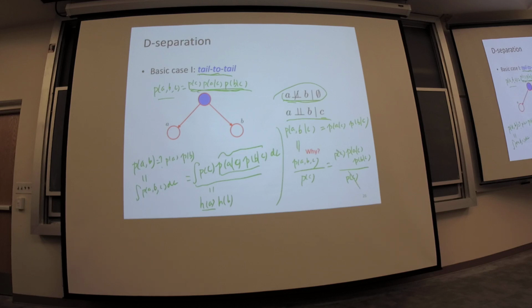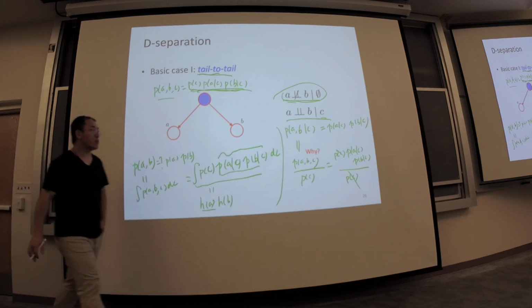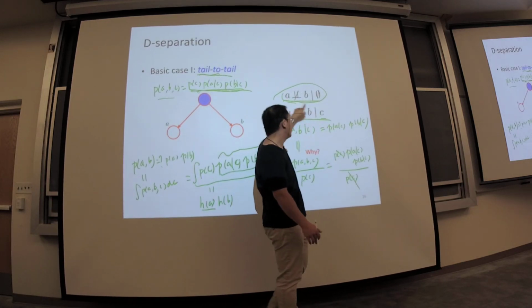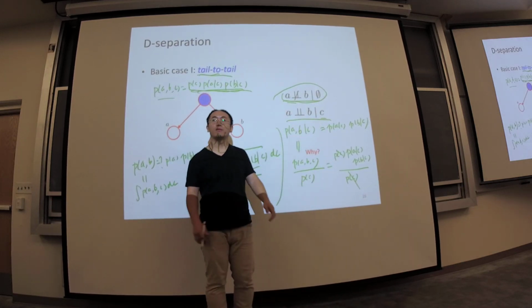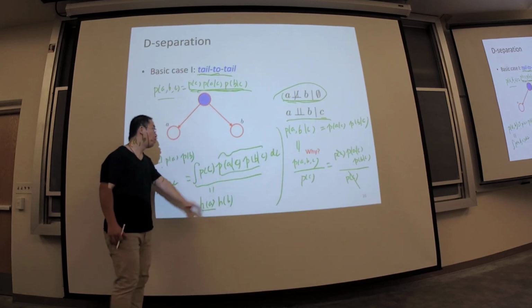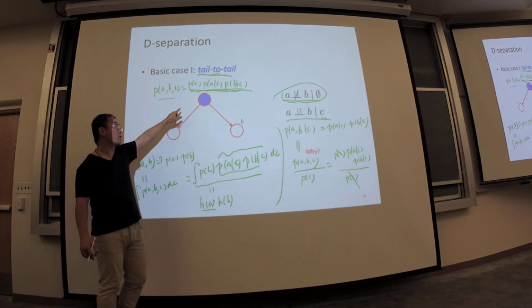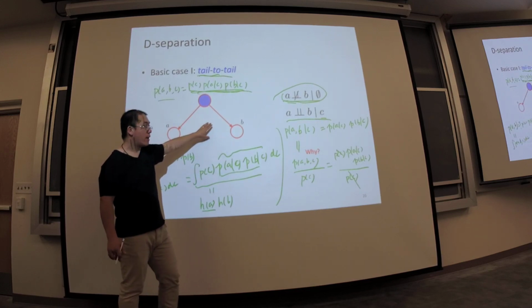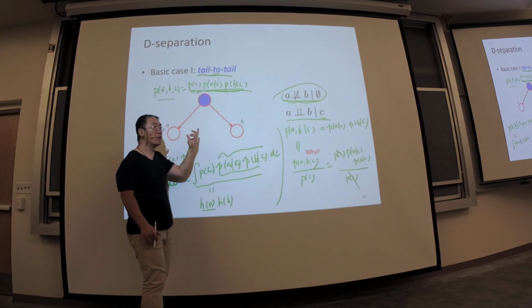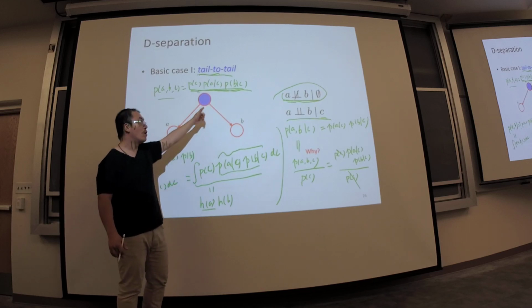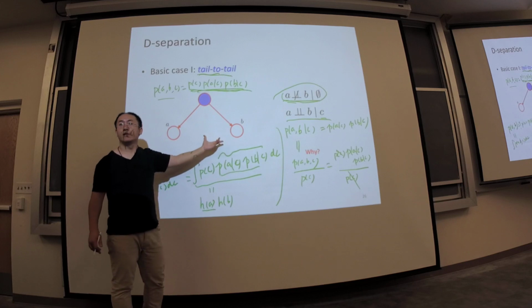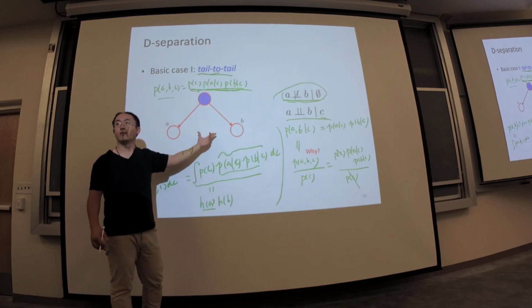Yeah, we just cancel P of C in both denominator and numerator. You have this factorization form. Consistent with this, all we can conclude is that A and B are independent given C. So for the first basic structure, the tail-to-tail structure, we can safely conclude that A and B are conditionally independent given C. Well, if C is not observed, A and B are usually not independent, right?